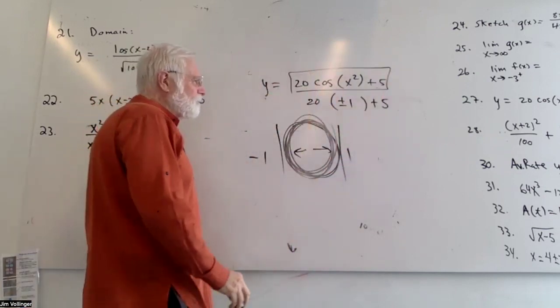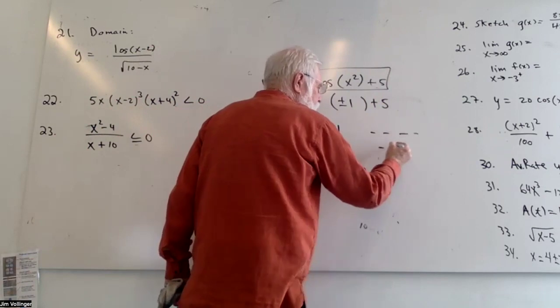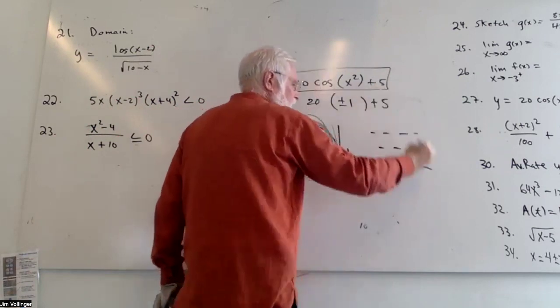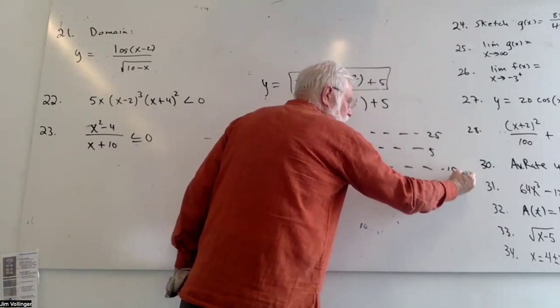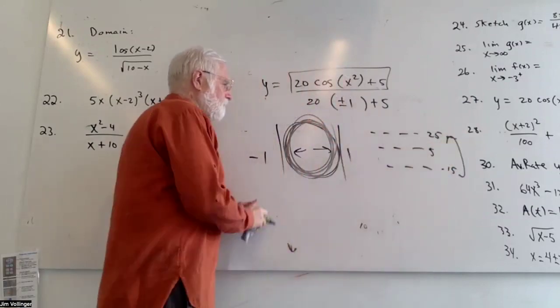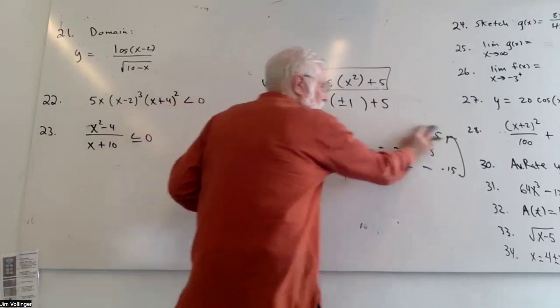So what's the range? Well, the middle is 5. I'm going up and down 20. The range is minus 15 to 25. And because I got no battery, I'm flying.